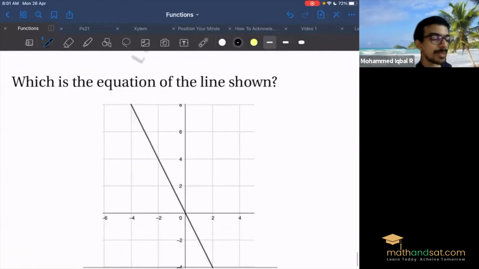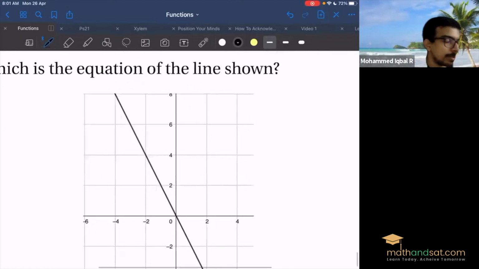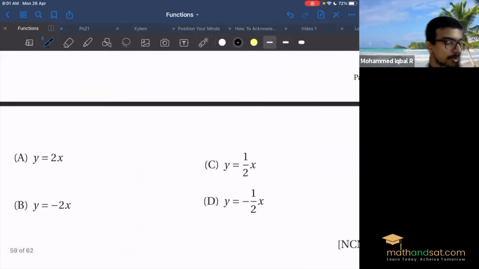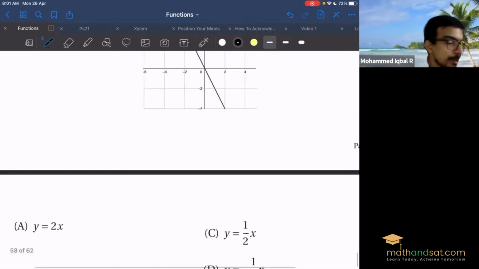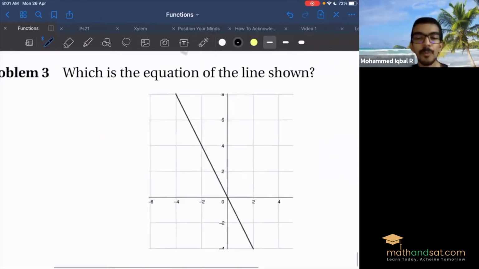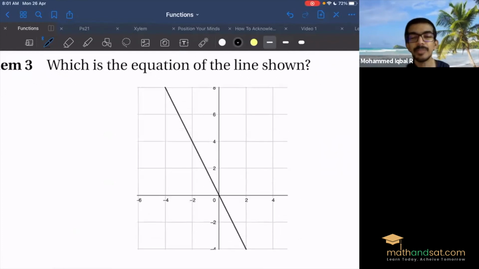Which is the equation of the line shown? There are 4 options: y is equal to 2x, y is equal to half x, y is equal to minus 2x, y is equal to minus half x. Now, when you look at the graph, what is so remarkable about this graph?